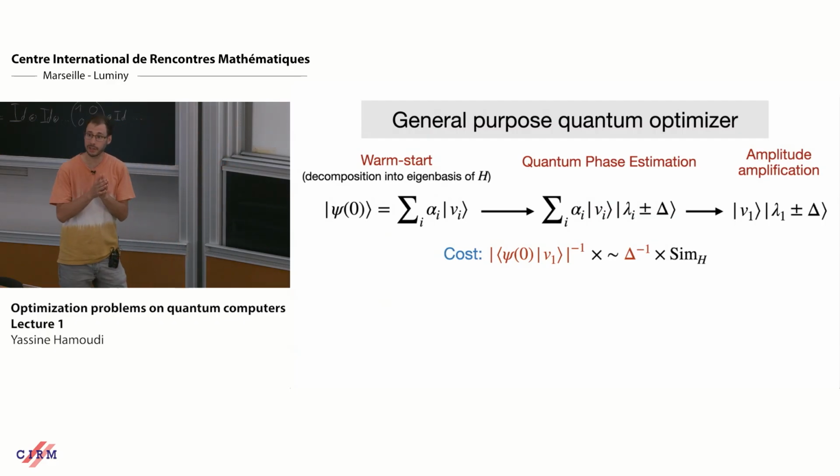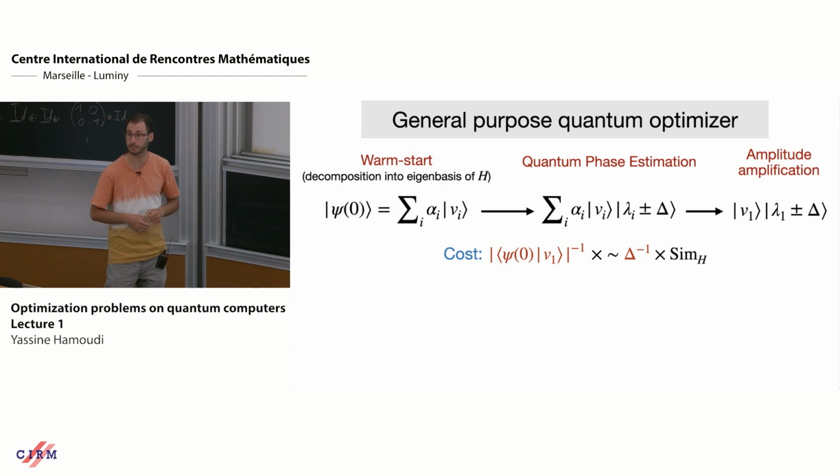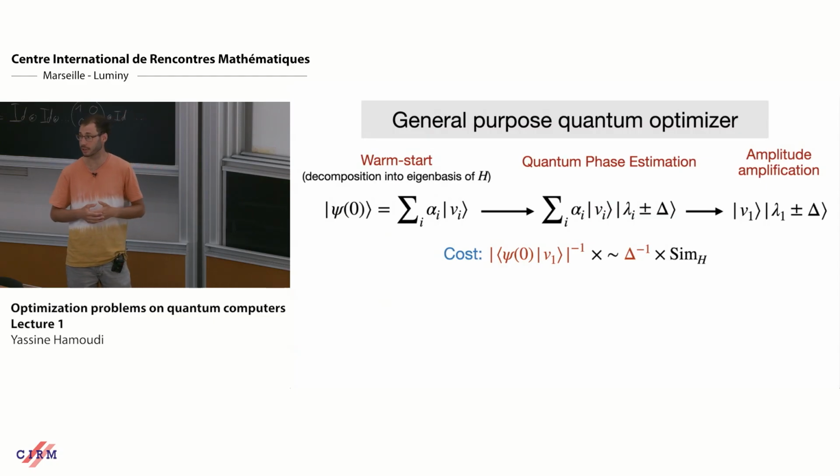If it is very far from the ground state, then you will have to amplify it a lot, and you will pay a large factor that depends on the overlap. So you can see that the overlap does not really depend on the spectral gap. It's really a property of how good you can guess what should be the ground state.